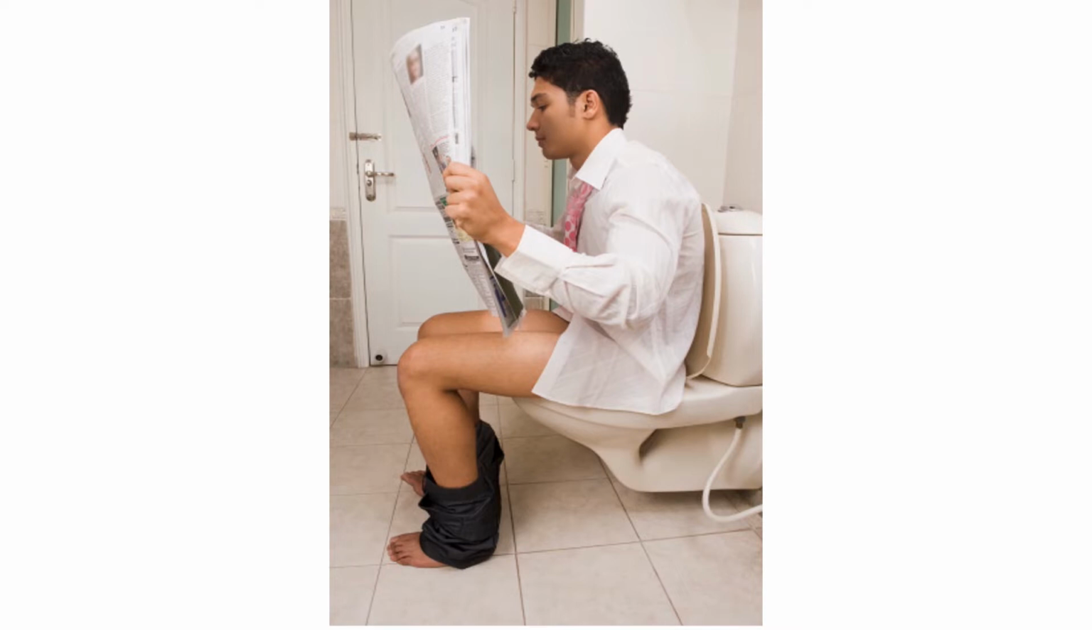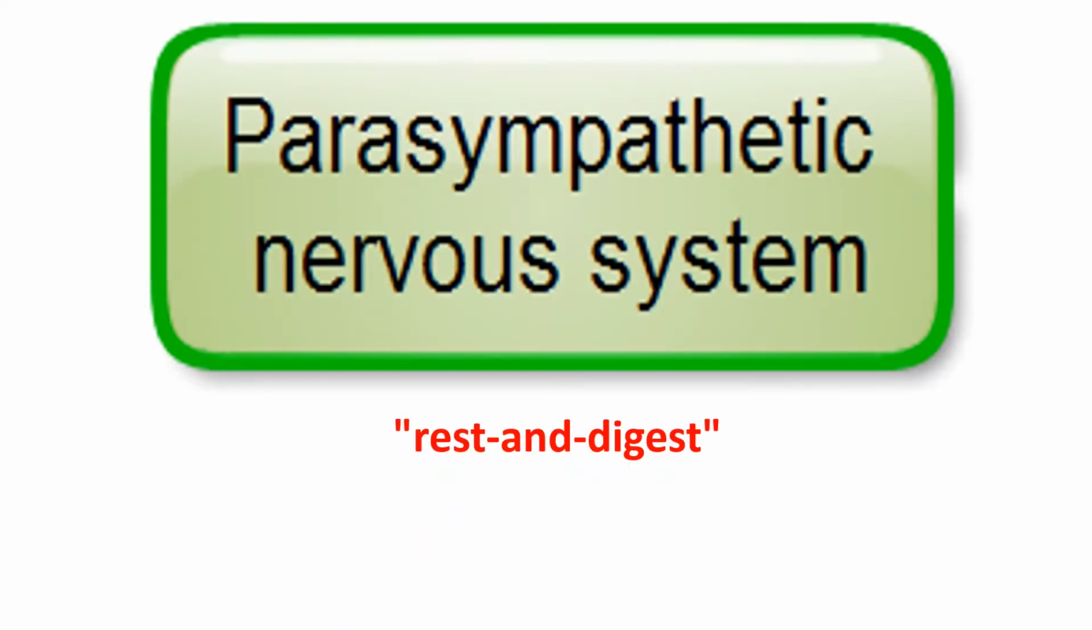Person sitting on a toilet seat is in a state of increased parasympathetic activity. He is in rest. His pupil is constricted. That's why he is reading a newspaper. And his sphincters are relaxed. So he is in a state of preserving energy and a state of rest. Now, the theme of the parasympathetic nervous system is rest and digest.